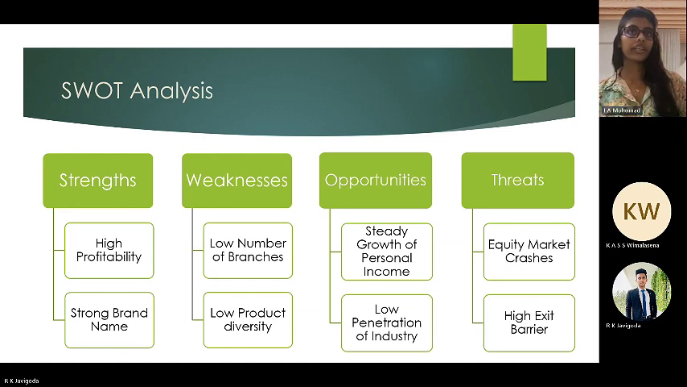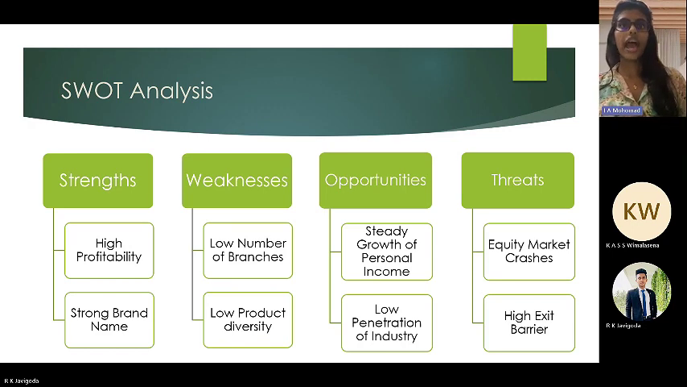High profitability and growth over peers, and a strong brand name of the group, well known across the country, are the strengths in this company. Having a low number of branches relative to the industry and low product diversity compared to the industry leaders are the weaknesses in this company. As you can see in the slides, opportunities in this company are low penetration of the life insurance industry and steady growth of personal income levels.